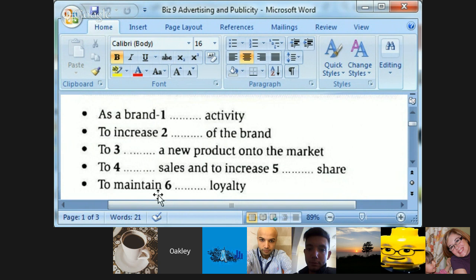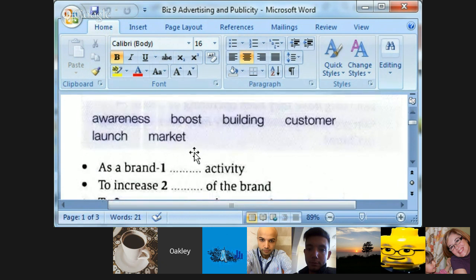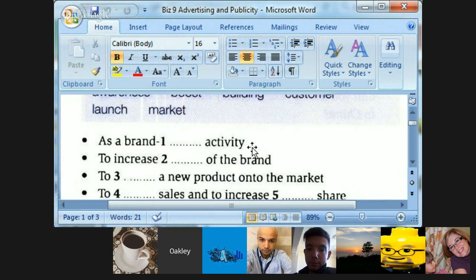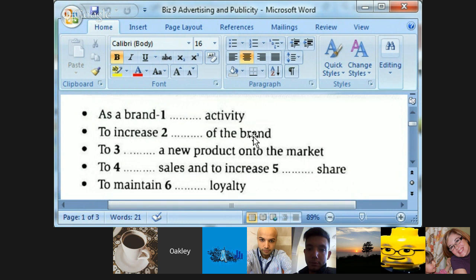Mustafa, and you want to advertise why, to maintain? Can I see the choices? Yep. Maintain blank loyalty is the collocation. Customer. Absolutely. That's right. Customer loyalty. I've read some crazy information about the financial advantage of keeping old customers as opposed to getting new customers. Which do you think is better, Mustafa? Keeping old customers or finding new customers?